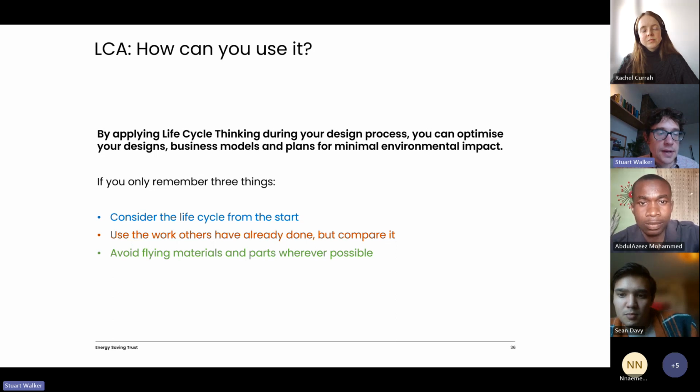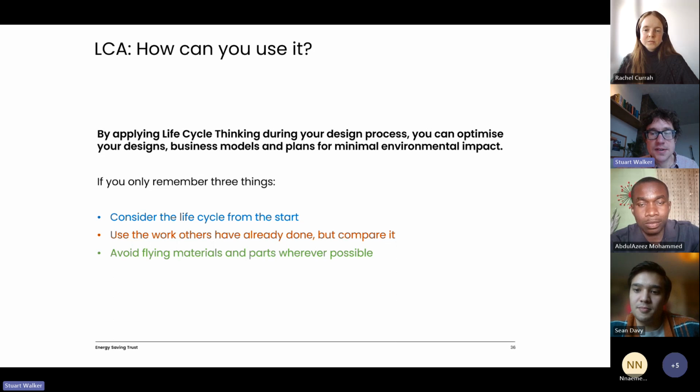So I just put quickly at the end, if you only remember three things from this, I thought the three most useful things potentially could be, like I said, to consider the life cycle from the start. We sometimes say consider the end at the beginning. So consider how that whole life cycle is going to work right from the beginning.